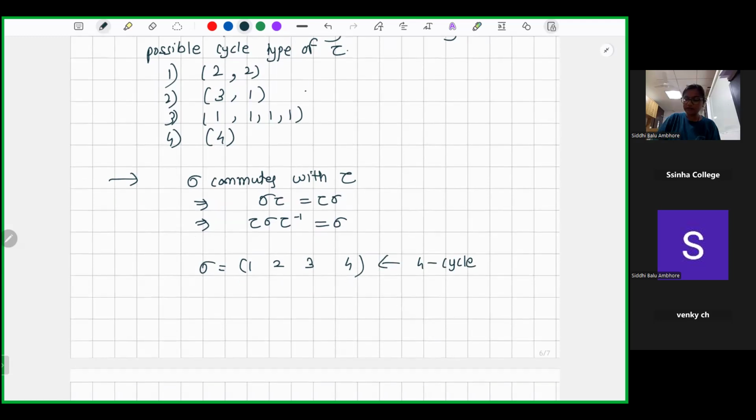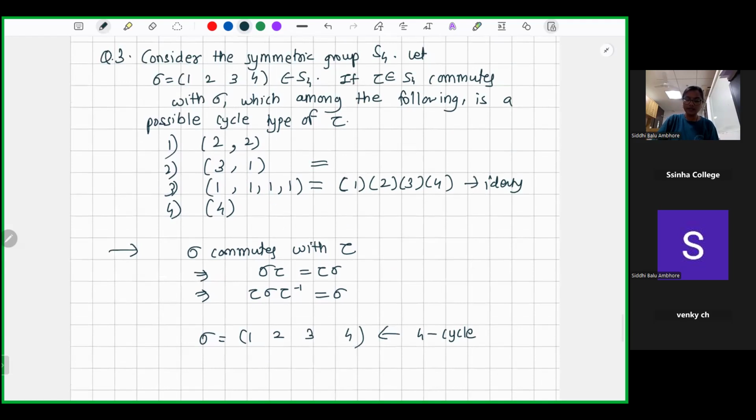And when we write this 1, 1, 1, 1, this is just the identity element. This is just the identity permutation on 1, 2, 3, and 4. So definitely this will be a possible type. That's not a problem. And this one, if you consider, will be a 3 cycle, of this kind, some (A B C) and D. So this is a 3 cycle.